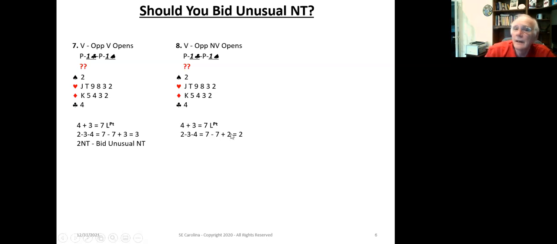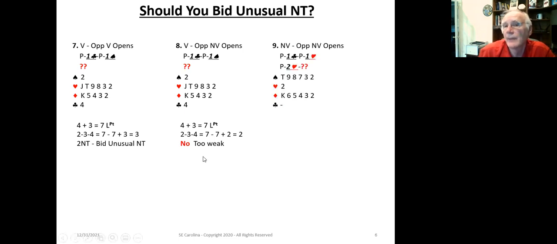Okay, because the V factor was only 2 versus 3, now it's only equal to 2. So now we cannot bid unusual no trump. We're too weak. It exposes us to too great a risk if we bid unusual no trump. So in this case, we're going to pass.